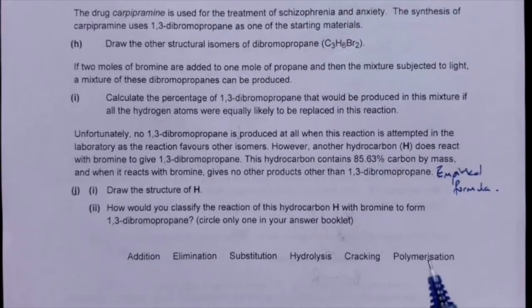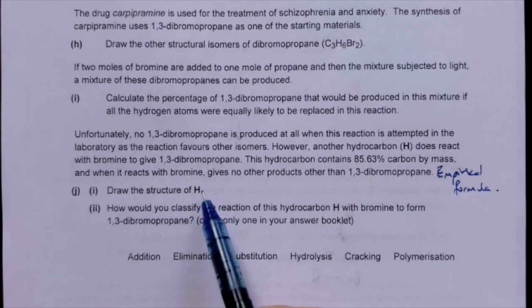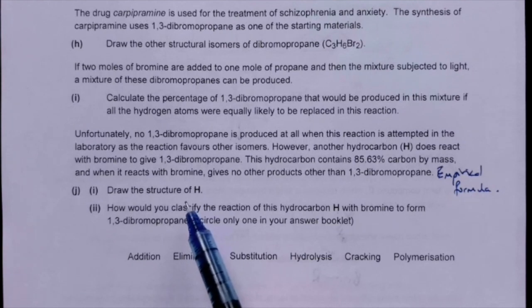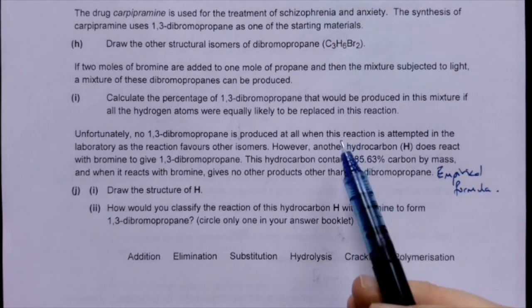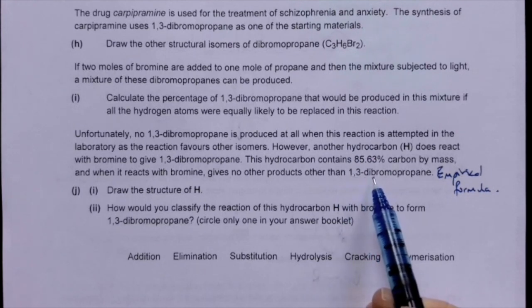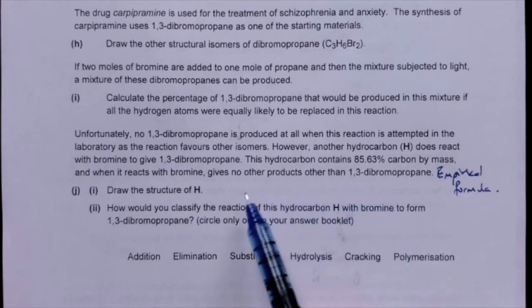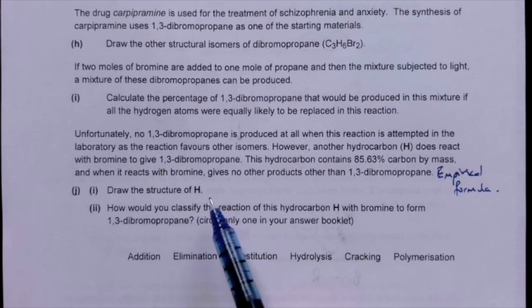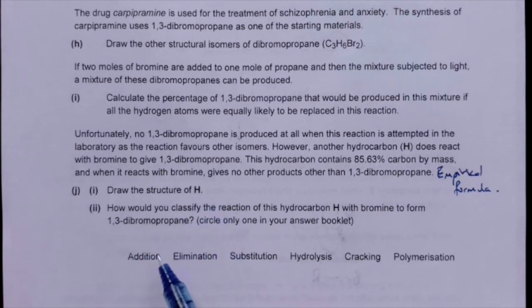Now, once you've done it, you're going to draw the structure of H, and it's going to make sense. So your empirical formula is going to suggest to you what the structure is. But that structure will not produce 1,3-dibromopropane. You need to think very carefully about what other structures you can get from your empirical formula for H. And you should be able to fairly easily work out what kind of reaction that is.